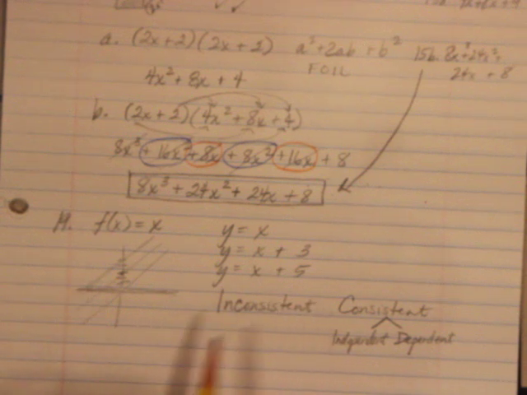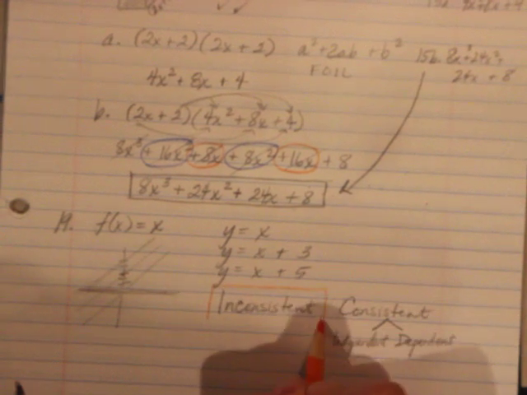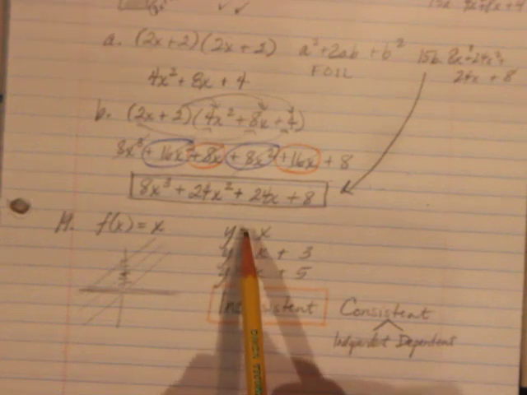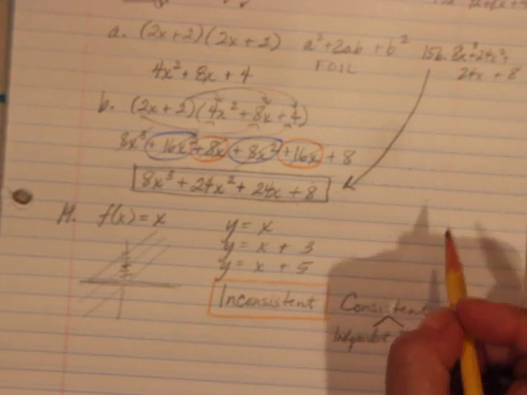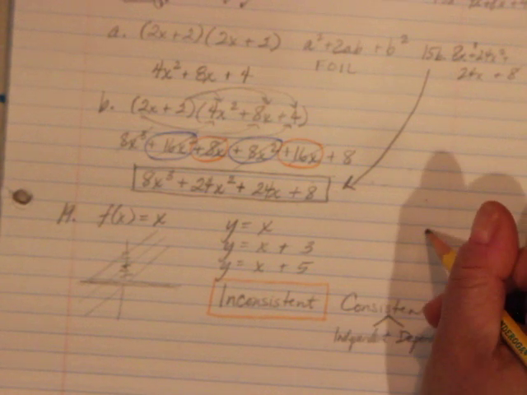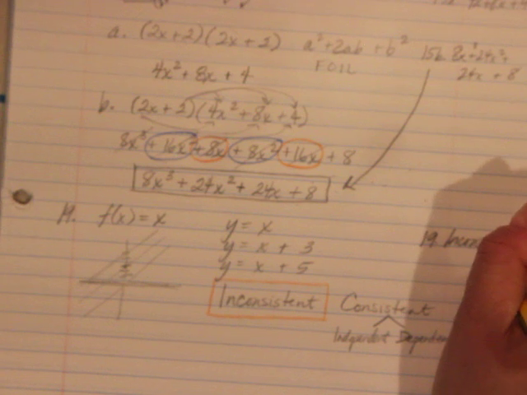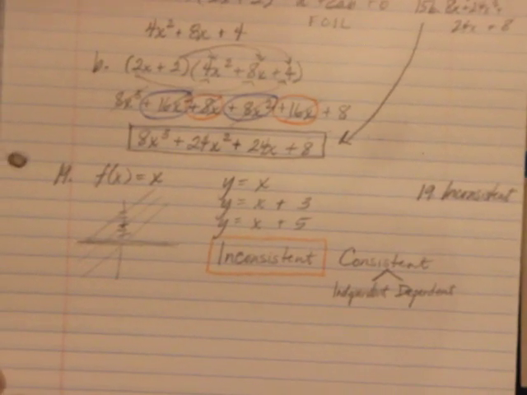So the answer to this, if I were to add a number to that equation, is that this is an inconsistent system. Because the slopes are the same. As long as slope is the same, and all I've got changing is that y-intercept, then I've got an inconsistent system. That's the classification. Inconsistent. All right. Great. Let's go on to number 20.